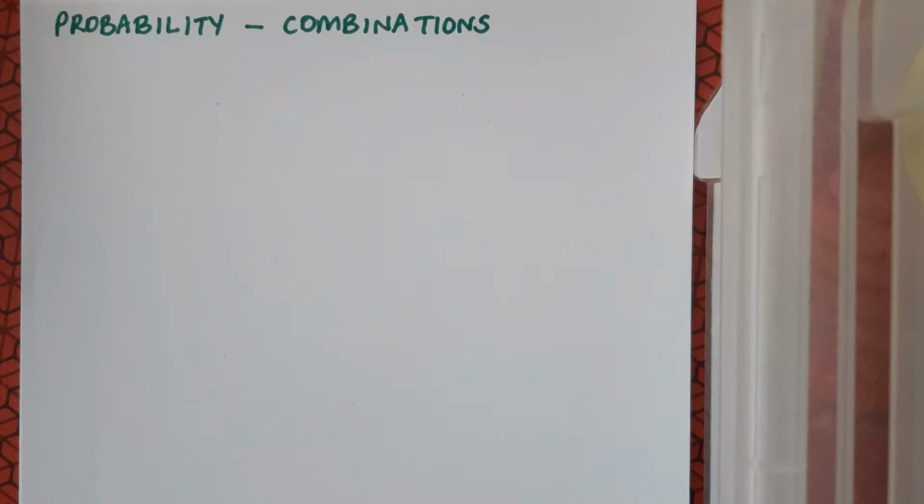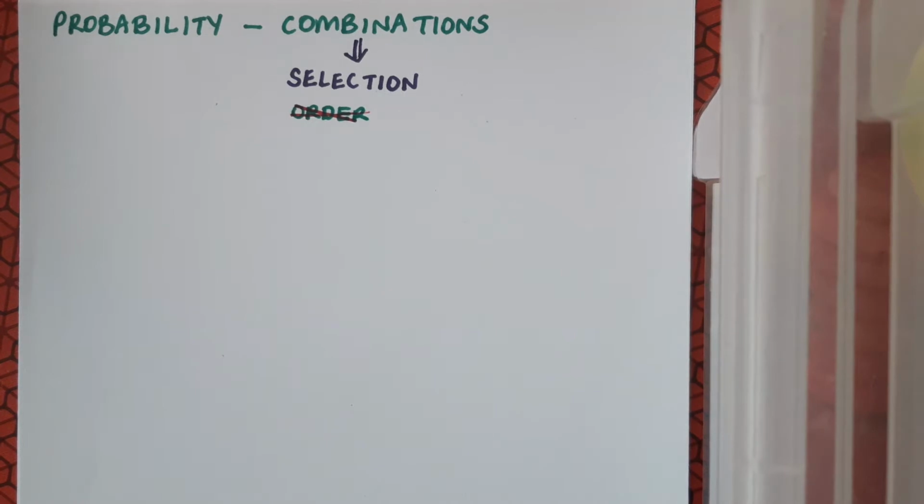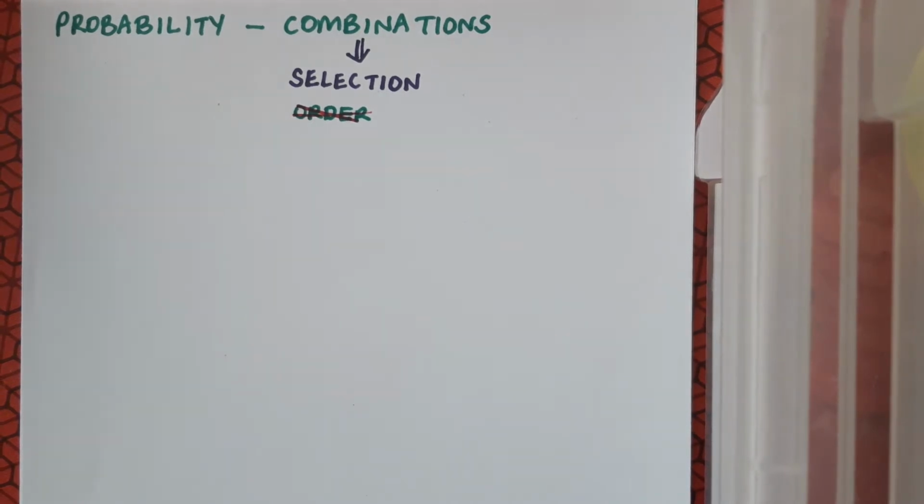Today's video is going to be on combinations. This again is in the probability chapter, but we're not really touching on probability itself just yet. When we talk about combinations in maths, selection is important, but order is not. And this is what makes it different from permutations.